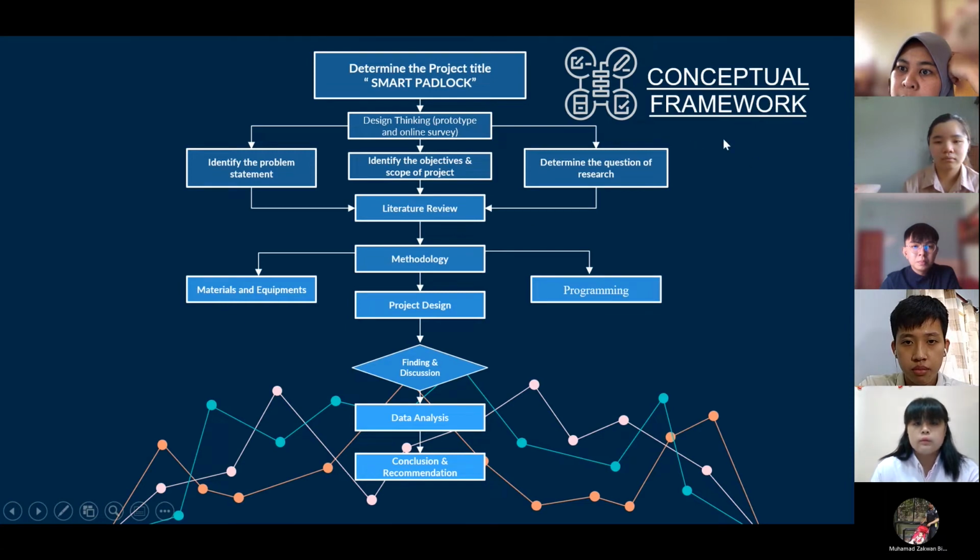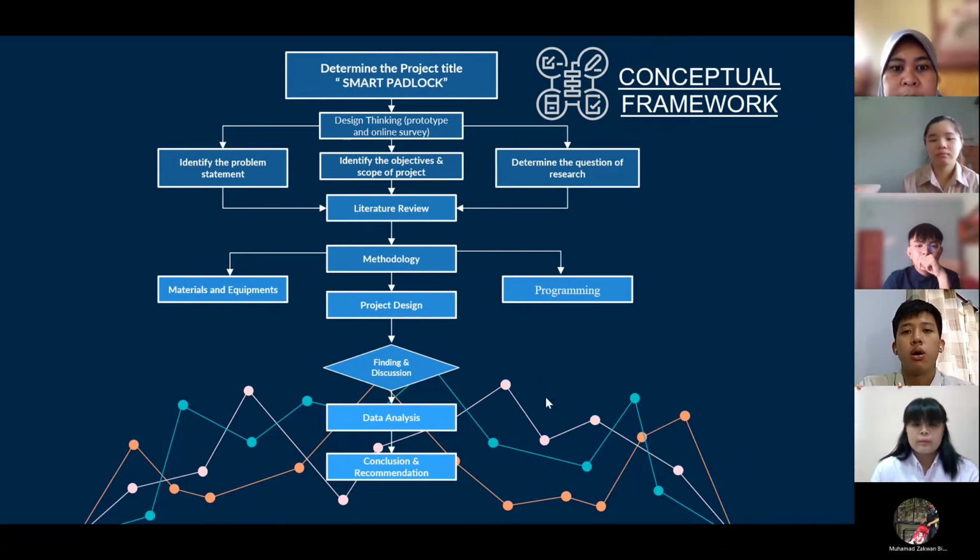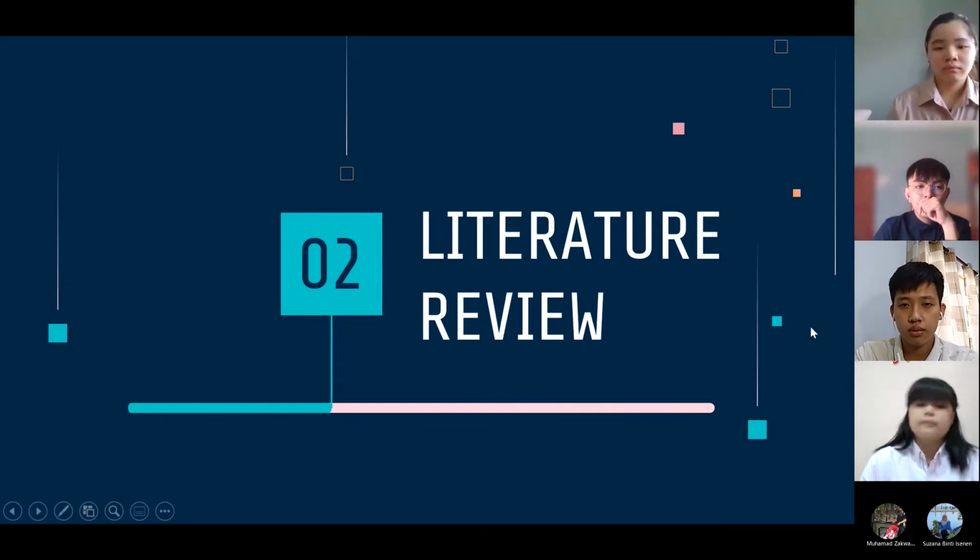This is the framework of our project. First one is determine the project title. Next is design thinking, prototype and online server. Next is identify the problem statement, identify the objective and scope of project, and determine the question of research. Next is literature review. Next is methodology, which we divide into three: material and equipment, project design and programming. And next we will do finding and discussion. Next is data analysis, and last one is conclusion and recommendation. Next, I will pass to He Hui Ting.